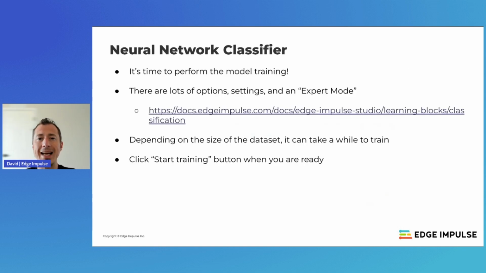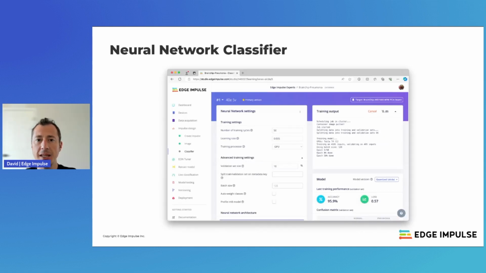Once we make it to the classifier block, it's time to perform the actual model training. You can configure the number of epochs you train for and the learning rate, and further down, you can manipulate the network layers, dropout, and choose from the various architectures that are available. You just have to click Start Training when you're ready, and the process begins.